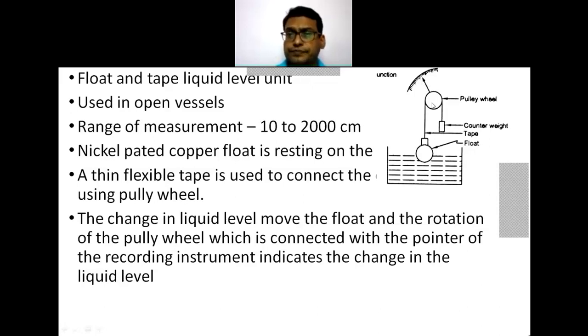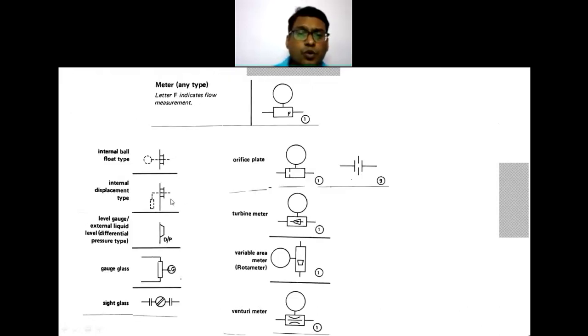So if you look here, this is the displacement type. This is the actual displacement, the actual movement happening depending on the pulley. It is shown on your process and instrumentation diagram in this pattern.